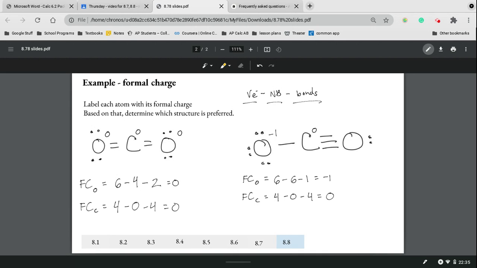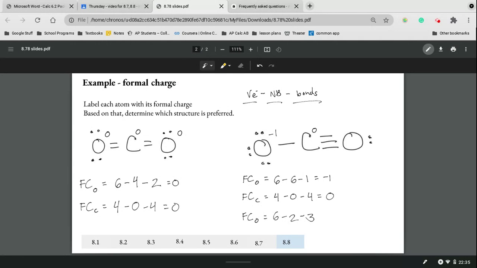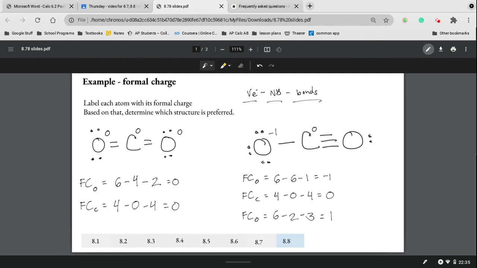And then let's check that right oxygen. Formal charge, 6 valence electrons minus 2 non-bonding electrons minus 1, 2, 3 bonds. 6 minus 2 minus 3 equals a positive 1, and so that oxygen has a formal charge of plus 1.